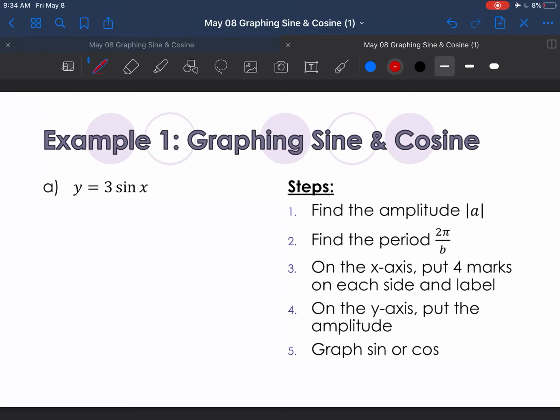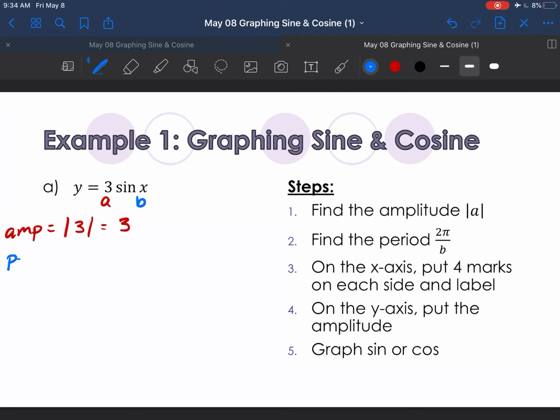First, let's start by finding the amplitude. Notice that I have steps for you there to follow. So amplitude is A and B is the number used for the period. So amplitude is going to be the absolute value of 3. So what's the absolute value of 3? Just 3. Remember, absolute value just makes a number positive if it's not already.